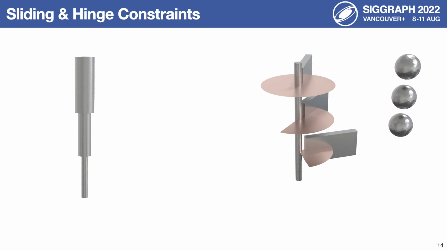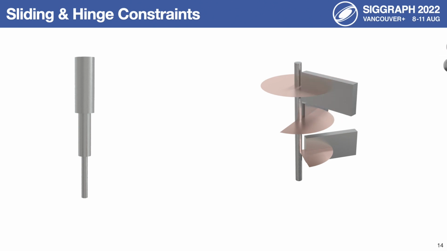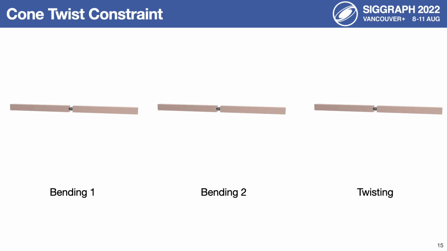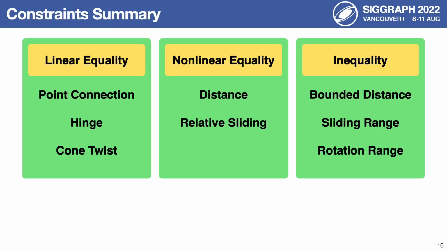Similarly, we can apply hinge constraints to simulate boards rotating around a shared shaft. Here, different rotation limits are imposed on each hinge. A nunchaku can be simulated with counterweight constraints, with rotation limits applied separately for bending and twisting modes. We summarize our articulation constraints in three categories: linear equality constraints, nonlinear equality constraints, and inequality constraints. We'll provide a special treatment for each category.